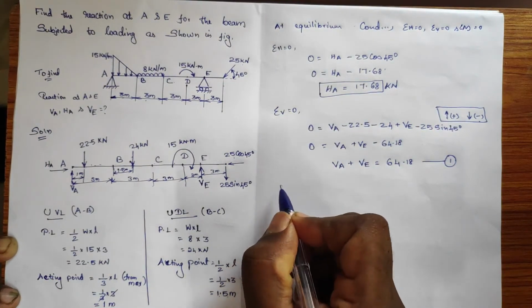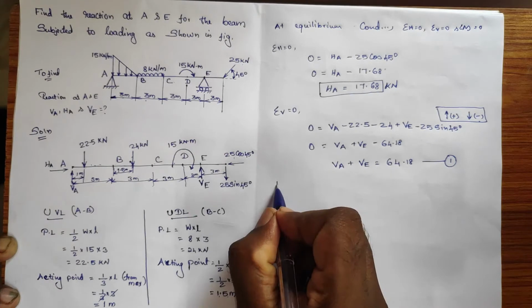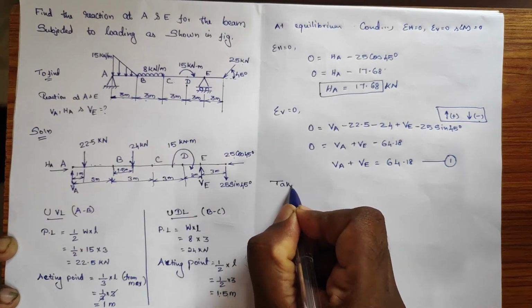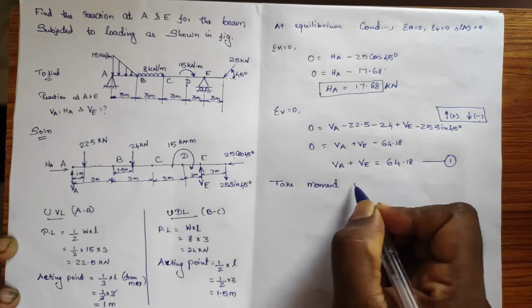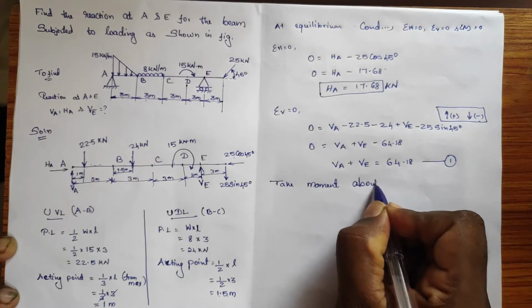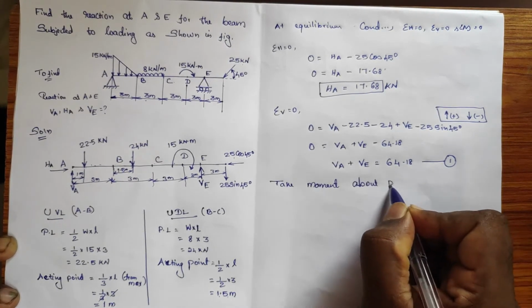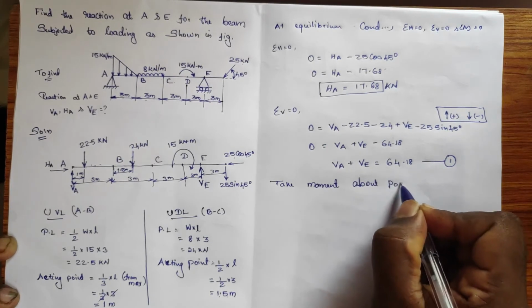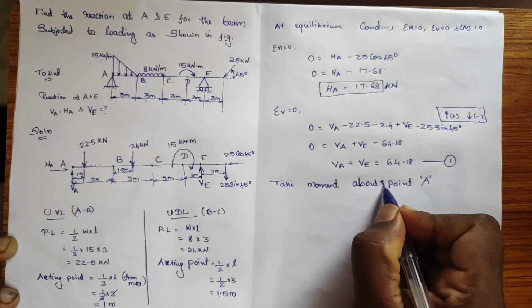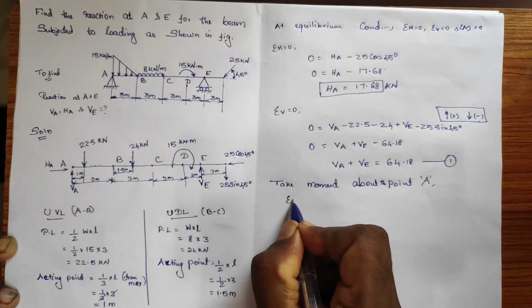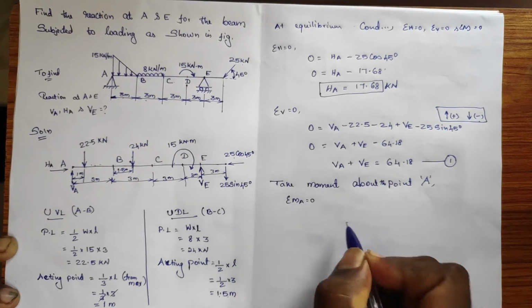Sum of moment is equal to 0. So here I'm going to take moment about the point A. Okay, about the point A. So what happens? Sum of moment about A is equal to 0.